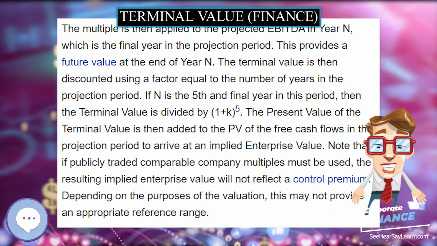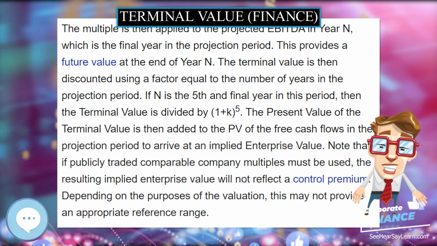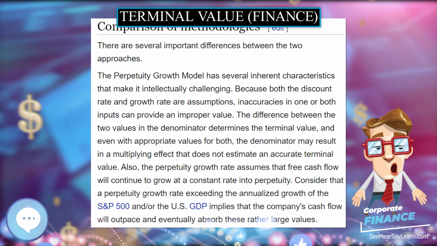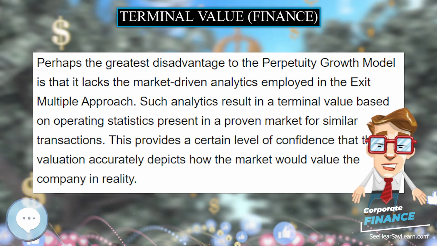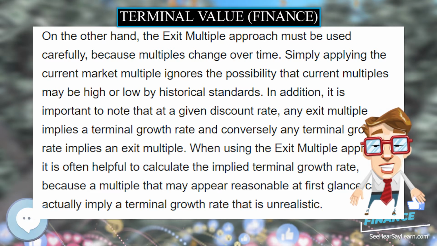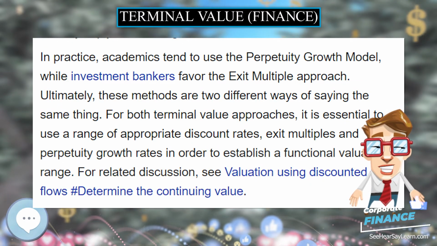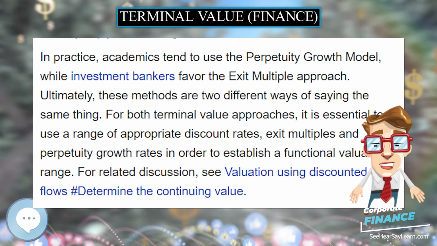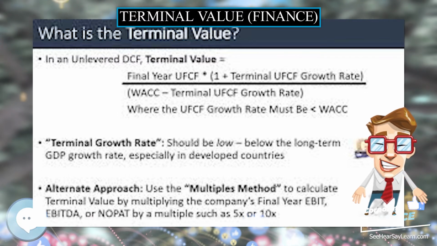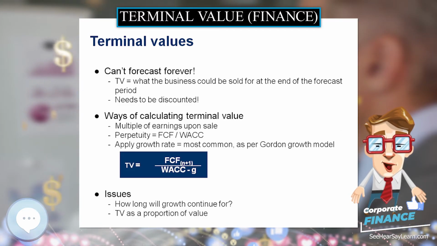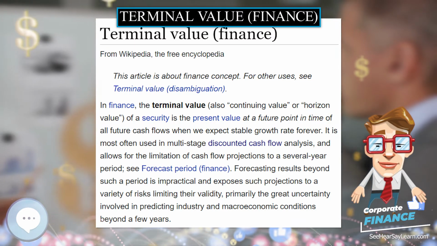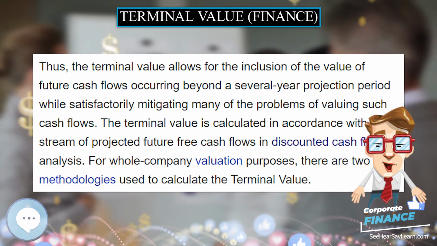Because both the discount rate and growth rate are assumptions, inaccuracies in one or both inputs can provide an improper value. The difference between the two values in the denominator determines the terminal value, and even with appropriate values for both, the denominator may result in a multiplying effect that does not estimate an accurate terminal value. Also, the perpetuity growth rate assumes that free cash flow will continue to grow at a constant rate into perpetuity. Consider that a perpetuity growth rate exceeding the annualized growth of the S&P 500 and/or the US GDP implies that the company's cash flow will outpace and eventually absorb these rather large values.